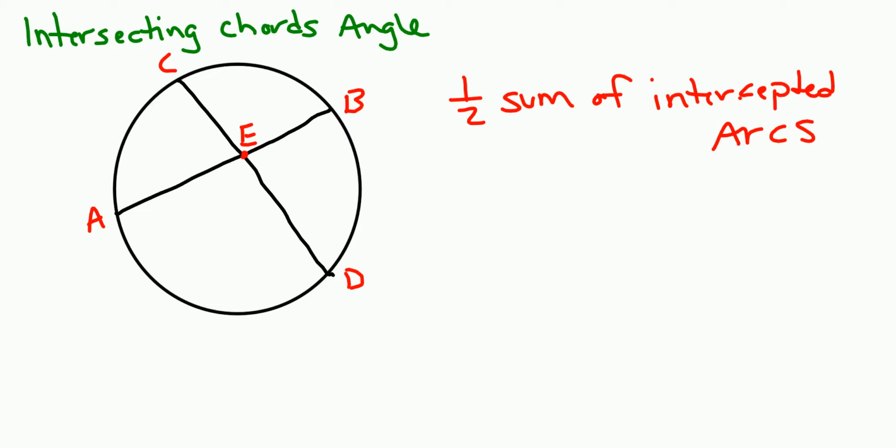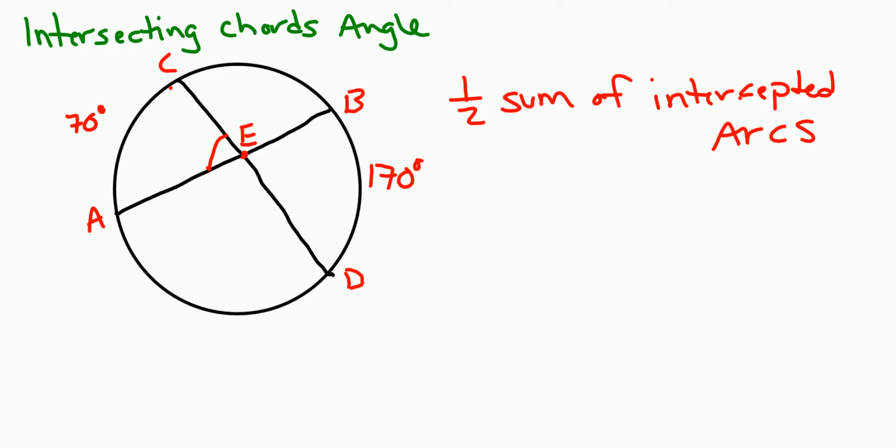Okay, so an example of that would be if I was trying to find this angle right here. And I said that this arc AC was 70 degrees, but I said BD was 170 degrees. These two arcs, AC and BD, are the two intercepting arcs of this angle right here.